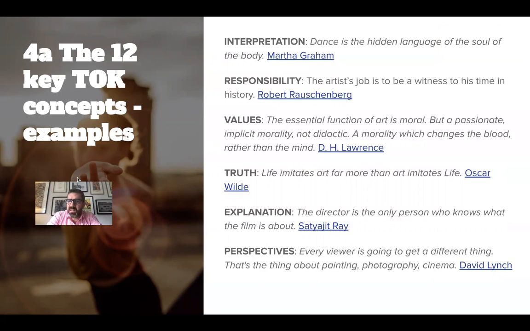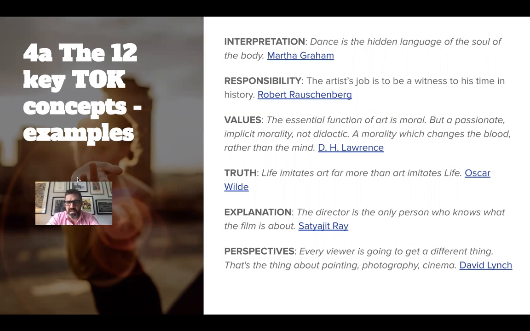Dance is the hidden language of the soul of the body. I love this from Robert Rauschenberg. The artist's job is to be a witness to his time in history. So there's a responsibility to creating artistic knowledge.